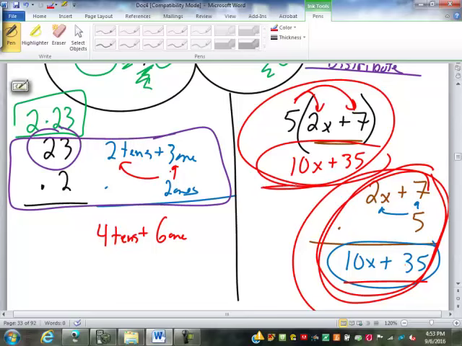Now, if you are good at the distributing, please feel free to use it. In fact, after a couple of days of doing it the long way, I'm going to start doing everything with distributing, just because it shortens things up. But this is really what's going on there. It really is a long multiplication. We're just shortening it up.